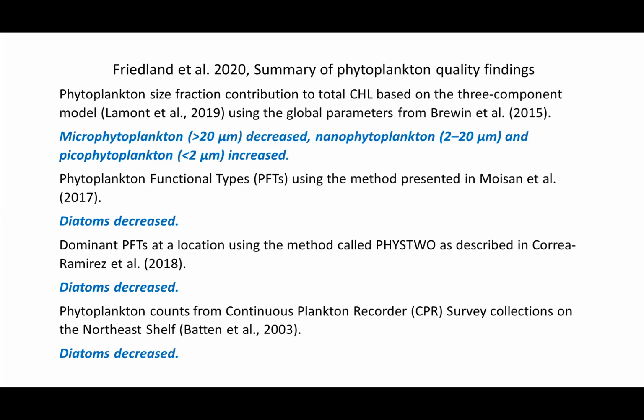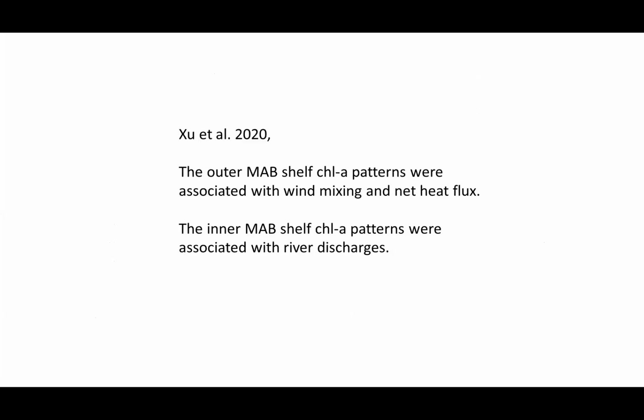Two types of remote sensing based functional type analyses suggest that diatoms have decreased, and I'm stressing that diatoms are an important food component for many species. But the last data element, which ties it together, is that we have continuous plankton recorder data for the Northeast Shelf, and these are direct counts of phytoplankton cells. When we look at these data, we see that the diatoms have also decreased in the direct counts as well, to substantiate the other data.